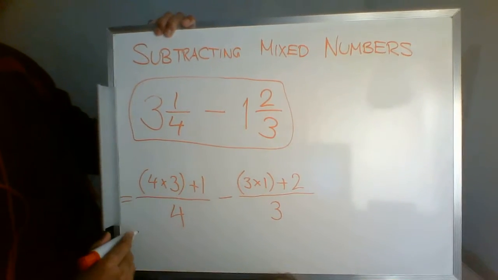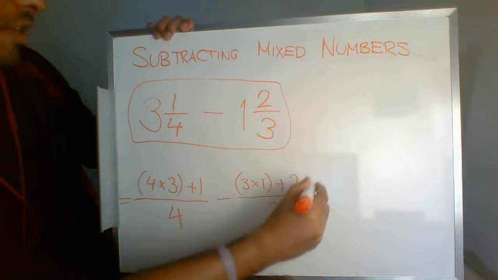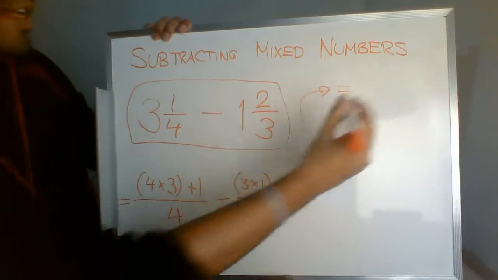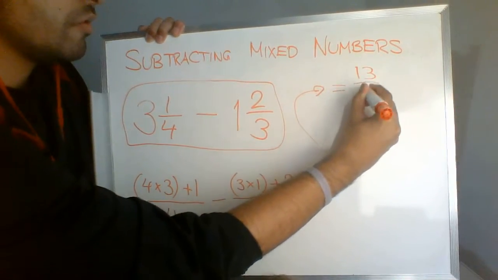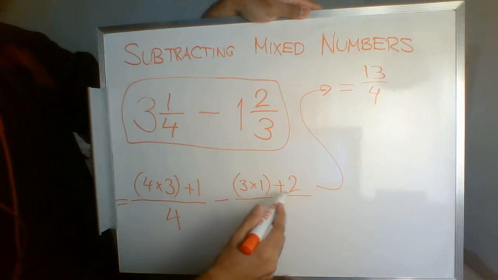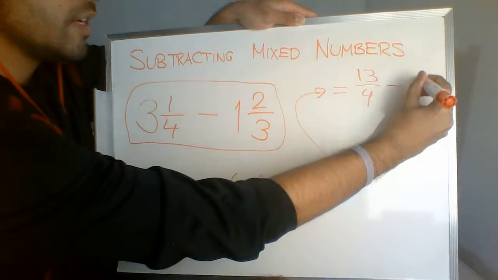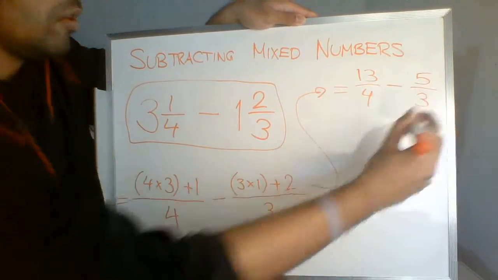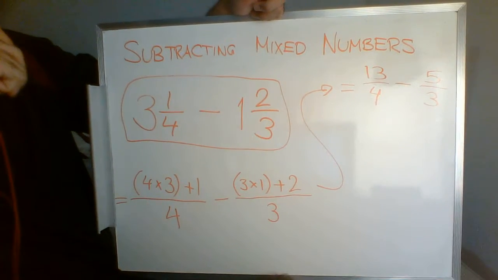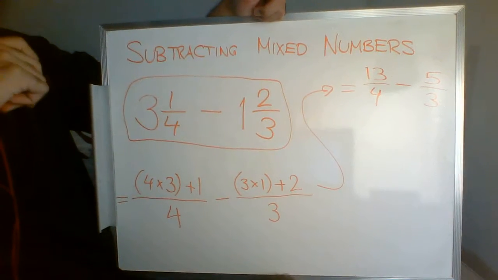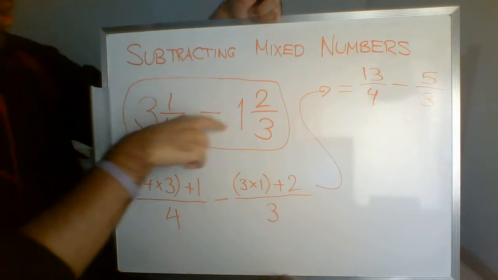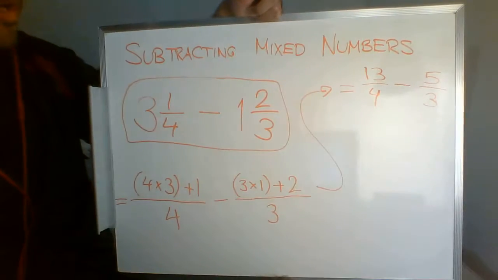So for this first one, we've got 4 times 3 is 12, plus 1 is 13. So we've got 13 over 4. And then we've got 3 times 1, which is 3, plus 2 is 5. We've got a minus sign in the middle, so minus 5 over 3. So remember, those denominators are just going to come along for the ride. So now we've converted both of these mixed numbers into improper fractions. 3 1/4 became 13 over 4, and then 1 2/3 became 5 over 3.